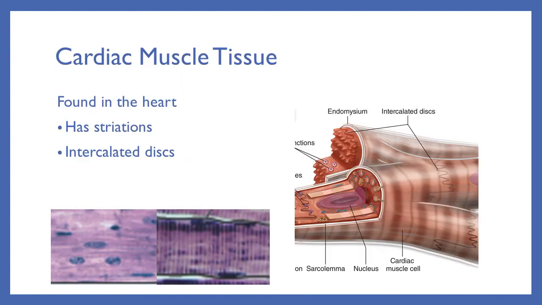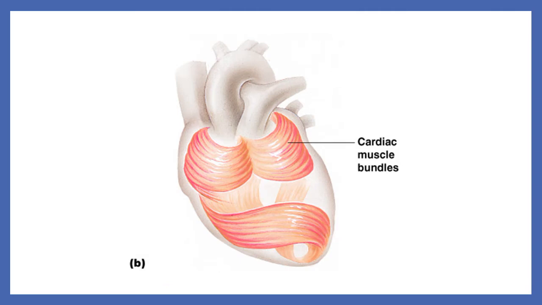Cardiac muscle is different. It doesn't have those straight parallel lines. Instead, it has branching cells with intercalated discs. You see, with the heart, there's no skeleton for it to attach to. Instead, it just weaves around the organ.